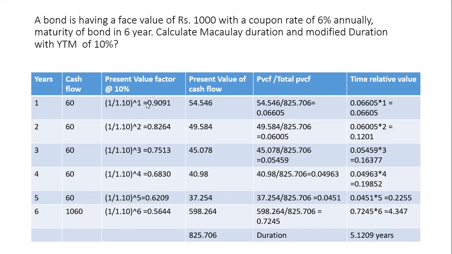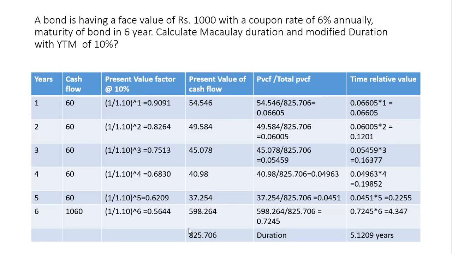If you multiply 60 with 0.9091, you will get 54.546, the present value of cash inflow. Then you take the present value of cash inflow divided by the total PVCF. After calculating the present values, make a total of them. If you have any information related to the current price of the bond in the question, then you can use that. But if you don't have the current market price of the bond, then you can make a total of the present value of cash inflow.